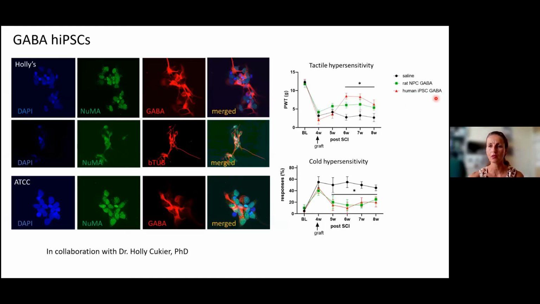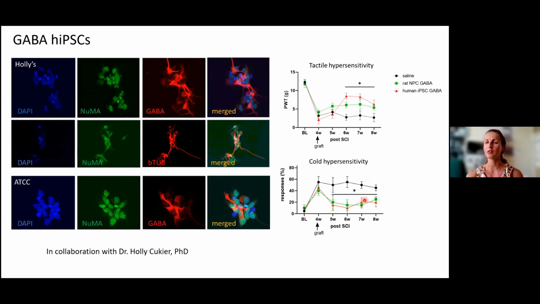I will just skip to the preliminary results. These are the cells that were provided by the Kukier lab. They were already developed into the GABAergic phenotype. I cultured them in our lab and used them in a model of spinal cord injury, and I compared the effect of those cells to my rat GABAergic cells. In some cases, for tactile hypersensitivity, I found that those cells have an even better effect than the cells we were using before in our models.